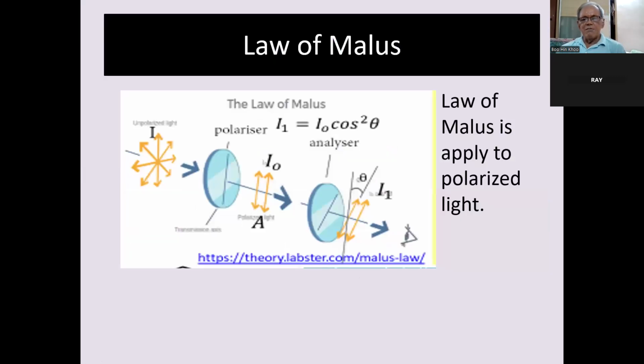And then the law of Malus applies to polarized light, not to this one. Polarized light passes through a polarizer. Then this is I naught, and what comes out is I1 equals I naught cos square theta.